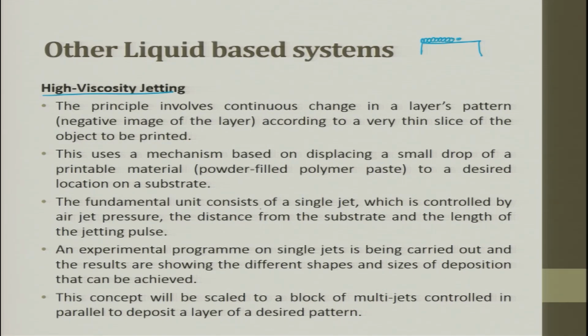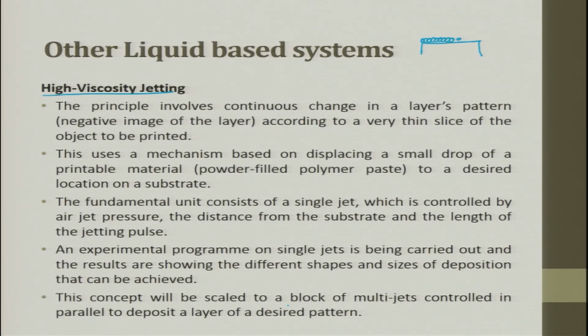So, these droplets come out of the jet. The fundamental unit consists of a single jet, which is controlled by air jet pressure. The distance from the substrate and the length of the jet pulse is very, very important. An experimental program on a single jet is being carried out, and the results are showing that different shapes and sizes of deposition can be achieved. Still, this is in the nascent stage.